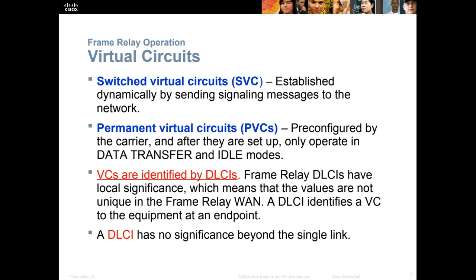How do we identify VCs? We identify them by DLCI. I told you about DLCI last time, remember? DLCI 102, DLCI 201, DLCI 103, DLCI 301. DLCI has no significance beyond the single link. You have a name here, and when it arrives there, it has a different name. From here, it is called DLCI 102. At router 2, it is called DLCI 201. So it's only significant at the local link.